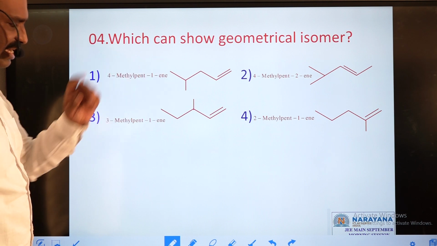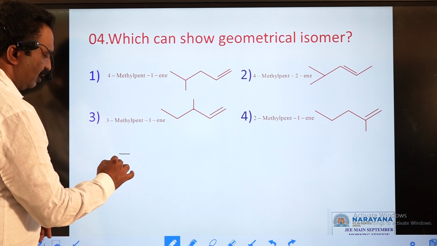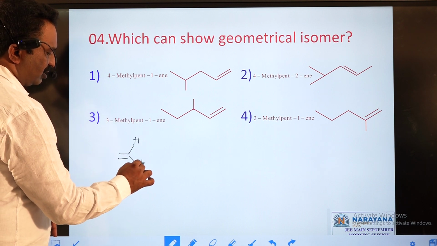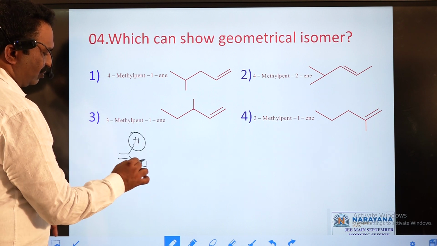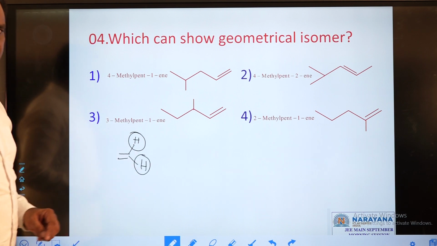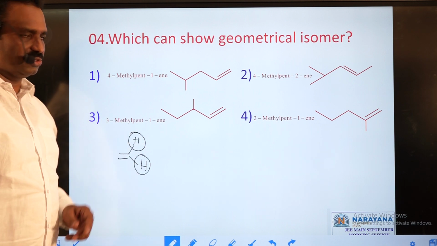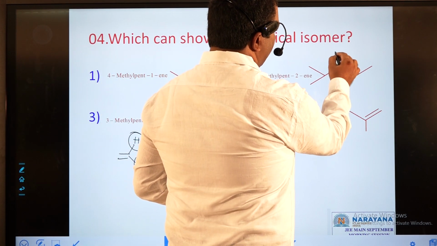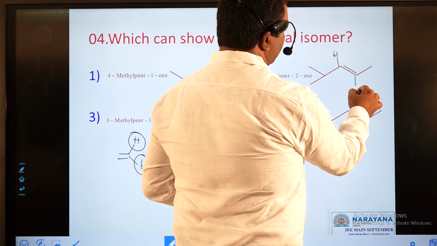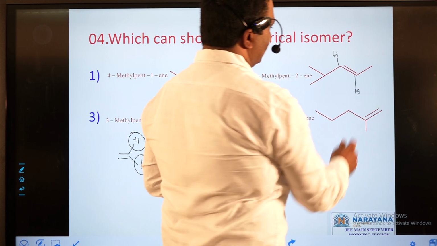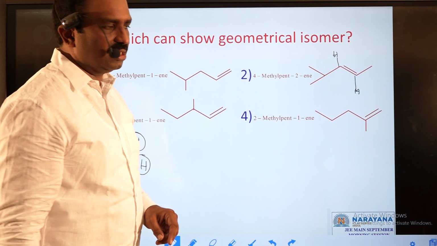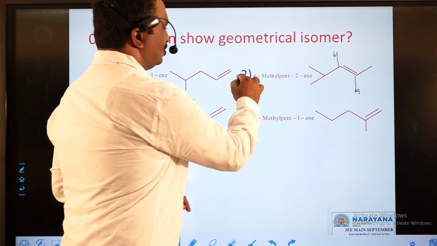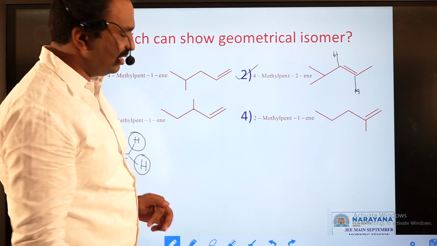4-methyl pent-1-ene has unsaturation at the terminal position. Here both these atoms are the same, hydrogen. So in this case geometrical isomerism is not possible. But in the second you can see there is hydrogen here, and here also hydrogen. Means different groups are present on either side of the unsaturation. So this shows geometrical isomerism.